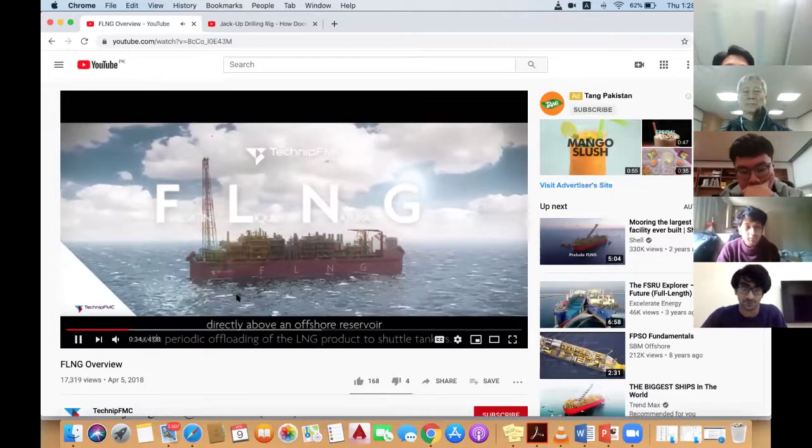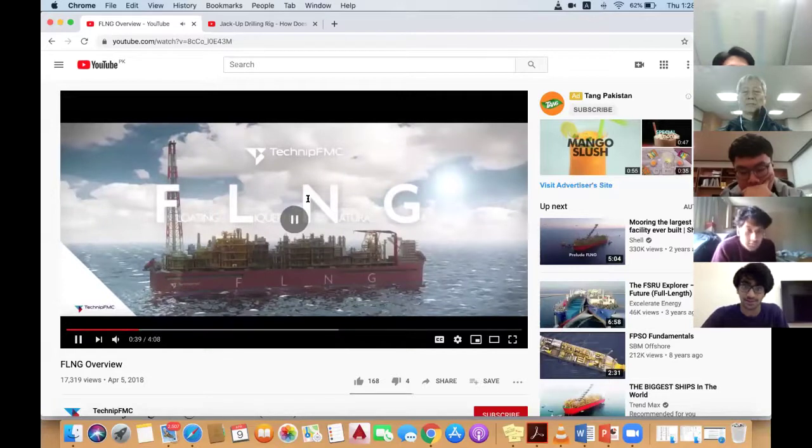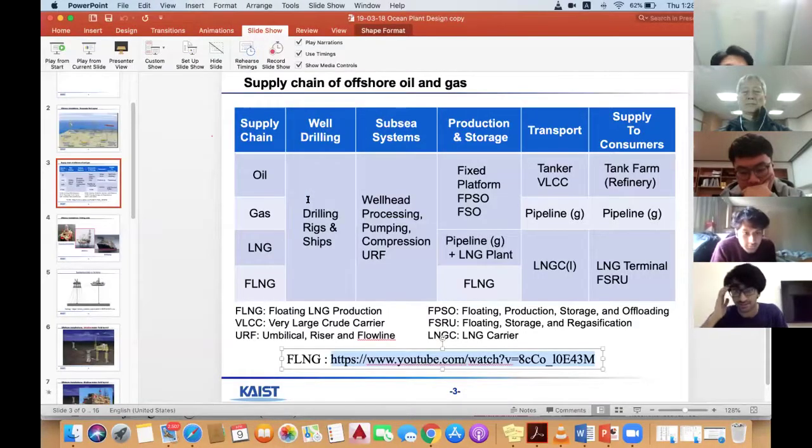So these are different from the inland. We can see all of those require the drilling rigs, obviously, and subsea systems for processing and controlling the fluid flow. So the difference comes in the production and the storage. Oil and gas are produced from fixed platforms, and also LNG, but the storage is through pipeline. And for FLNG, there are carriers which first store and then bring to the shore, which are called LNG carriers, as you can see in the transport part.